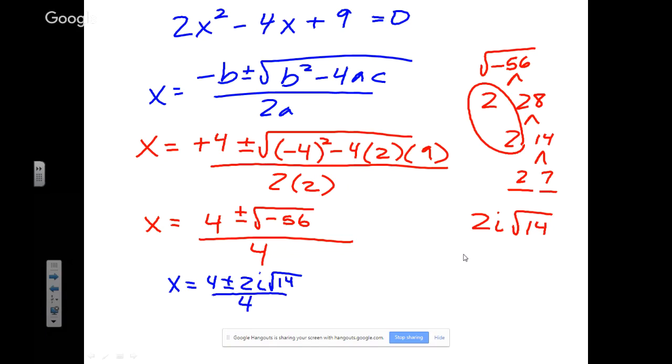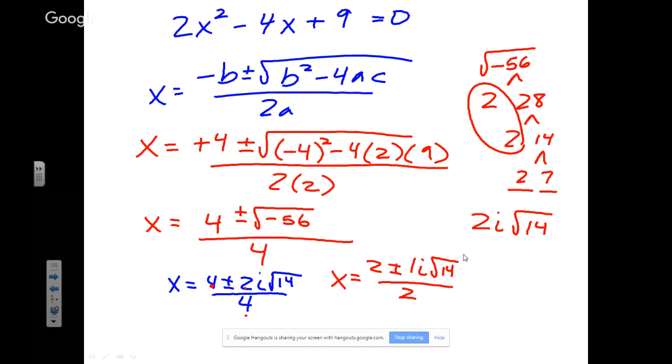We can simplify this down. You can't mess with the square root, but you can mess with the number in front. What number can I divide all 3 of these numbers by? So you got to divide those all by 2 if there's a number in common. So I get 2 plus or minus 1i square root of 14. Again, you don't mess with the square root over 2.